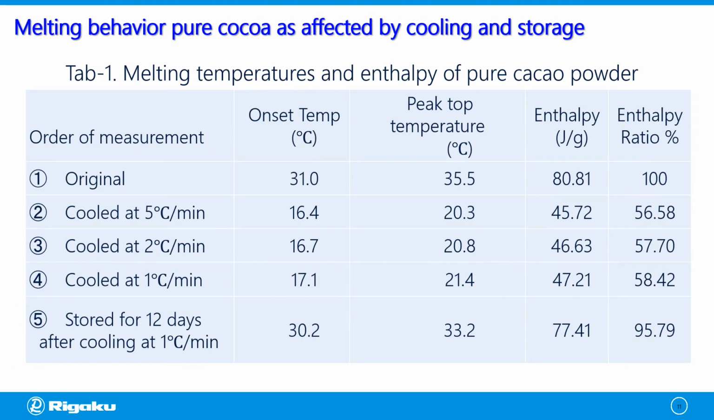The numerical values of the analyzed data are shown in this table. Notice the difference in onset temperature of the melting reaction, peak top temperature, and enthalpy, and the difference in enthalpy ratio compared to the original sample.